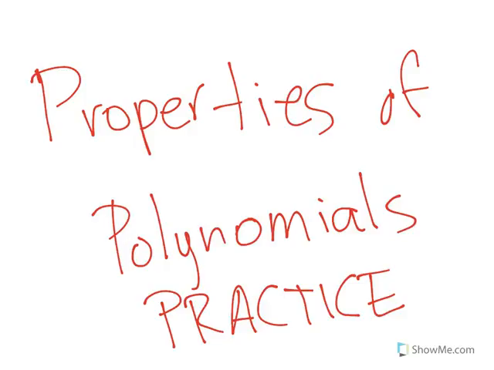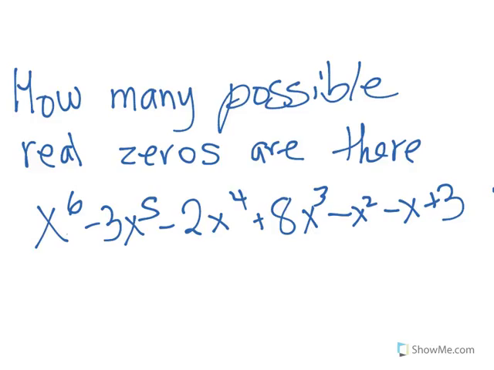Hello, we will practice using properties of polynomials to find characteristics of a polynomial. So, for instance, let's say that we had this question: how many possible real zeros are there in this polynomial? And we have x to the 6 minus 3x to the 5 minus 2x to the 4th plus 8x cubed minus x squared minus x plus 3.